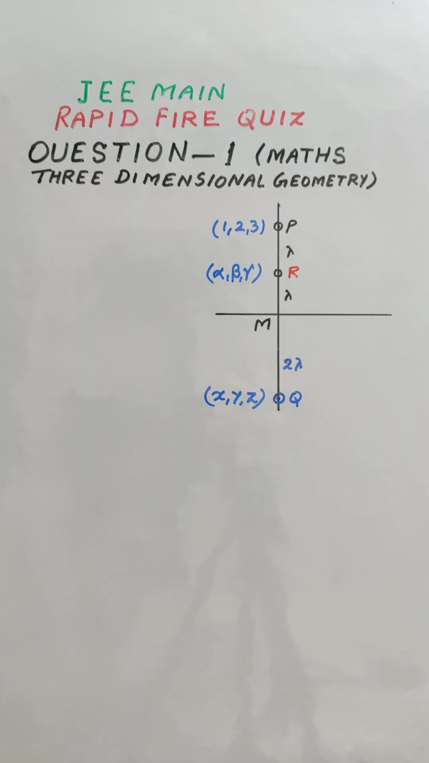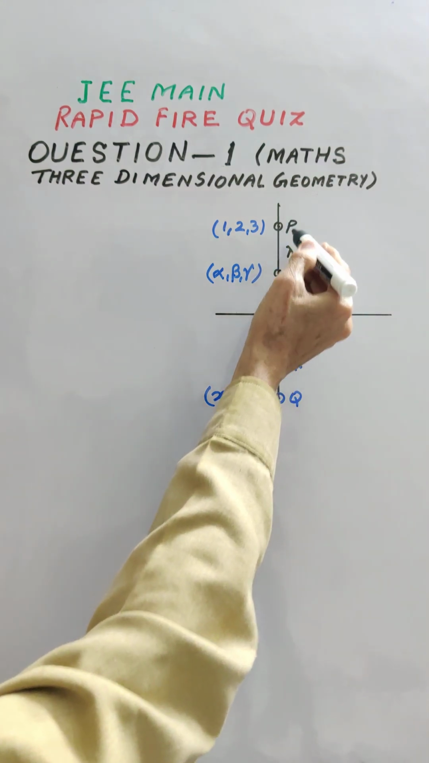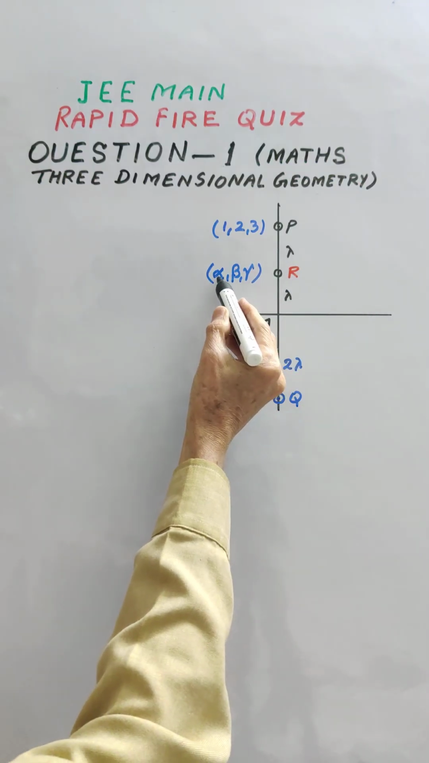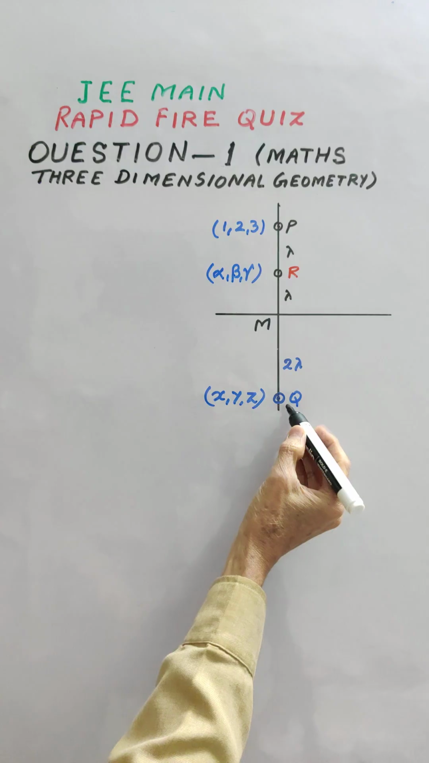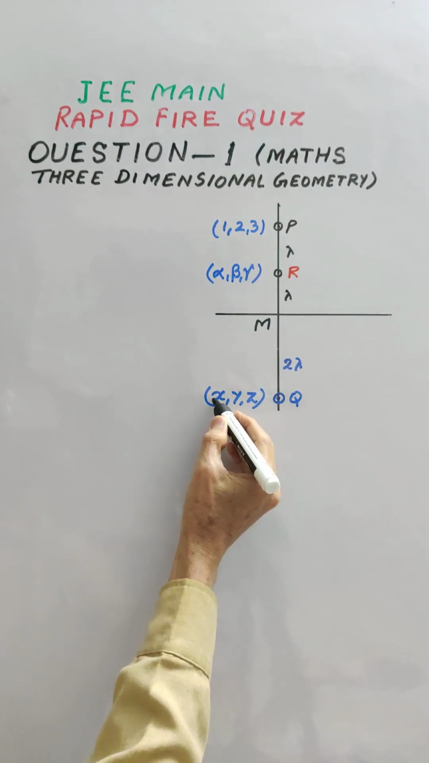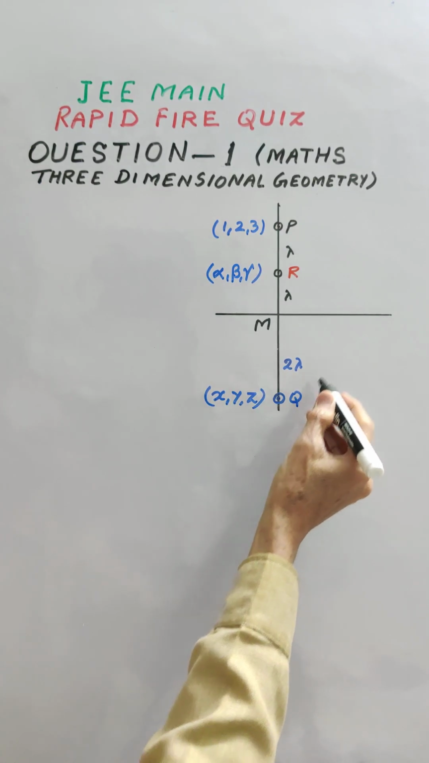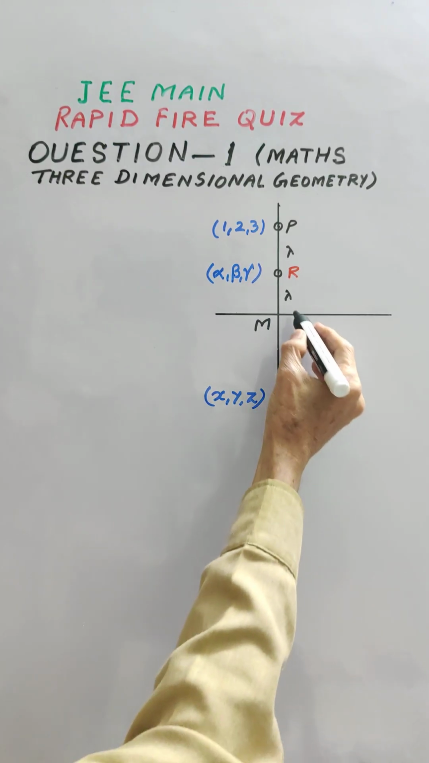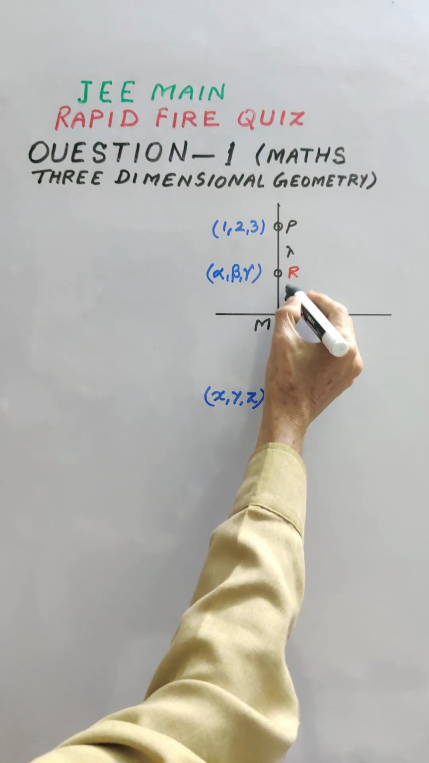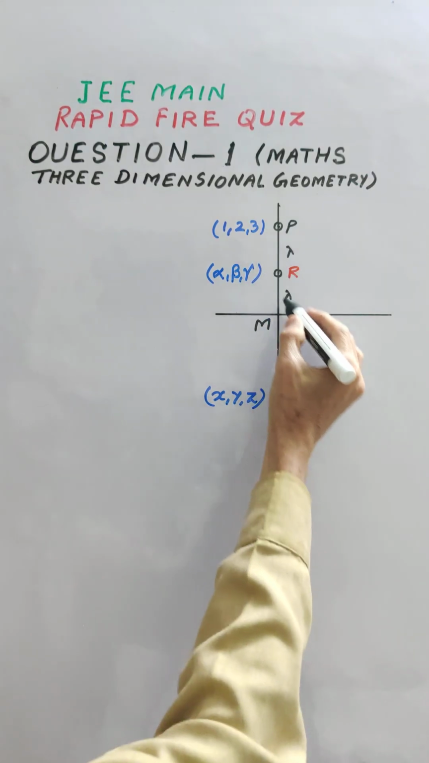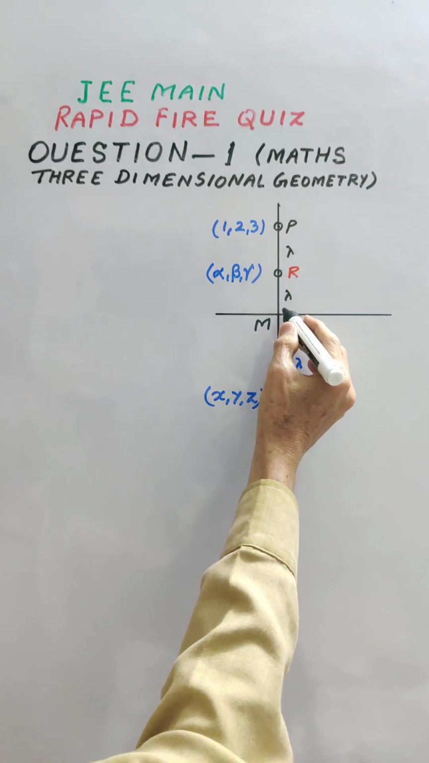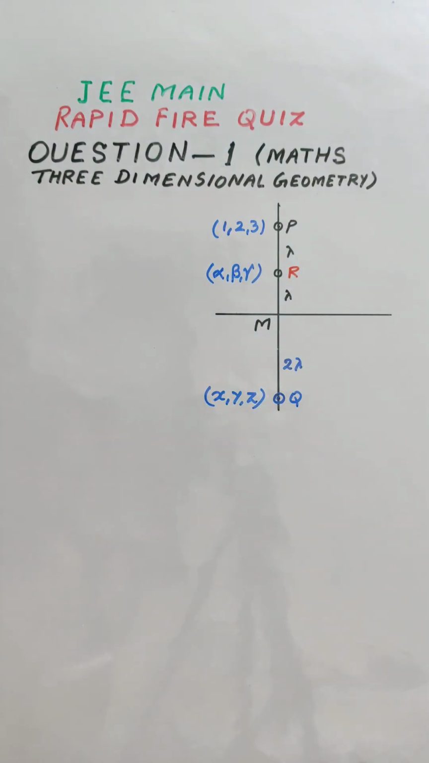There is a diagram on the board. Let P be the point whose coordinates are (1, 2, 3) and R be the point whose coordinates are (alpha, beta, gamma), and Q is the point whose coordinates are (x, y, z). Q is 2 lambda distance from M, whereas R is 1 lambda distance from M, and P is 1 lambda distance from R. So this way P is also at 2 lambda distance.